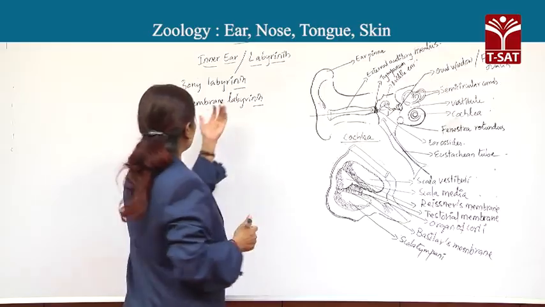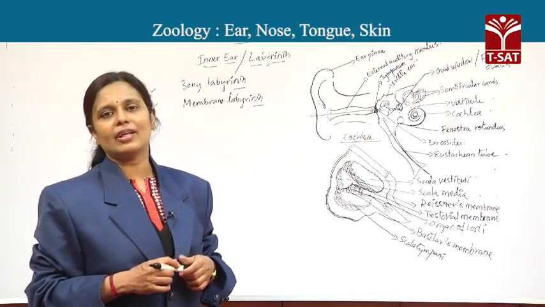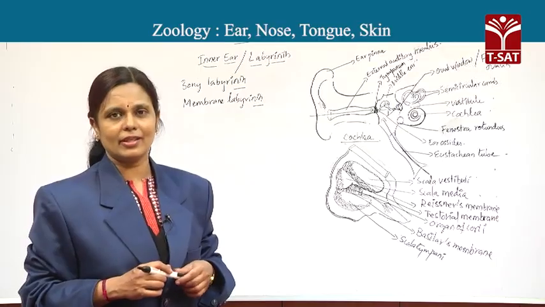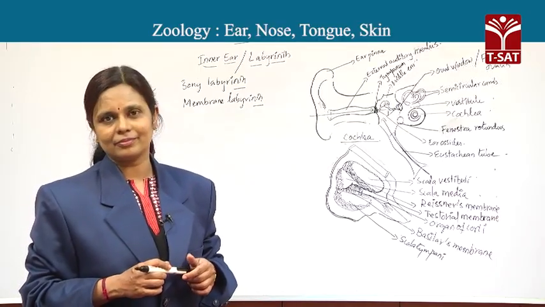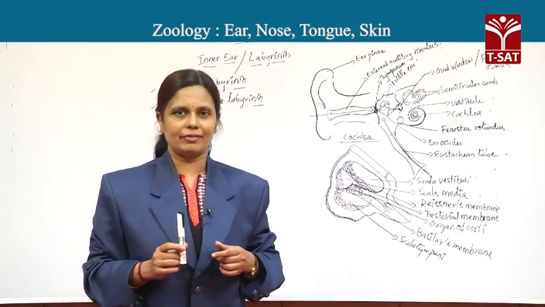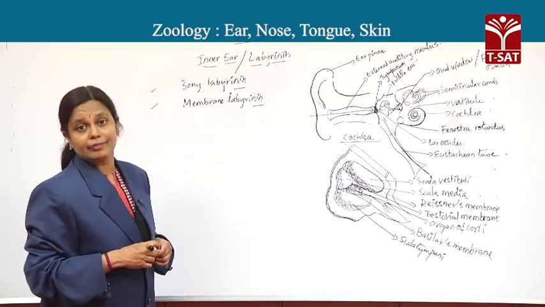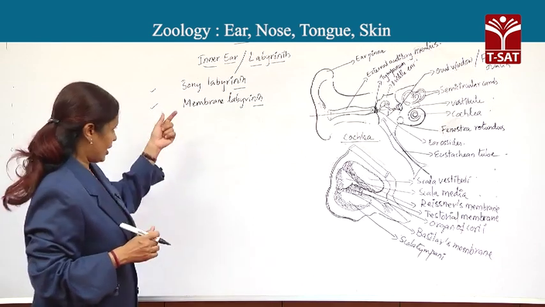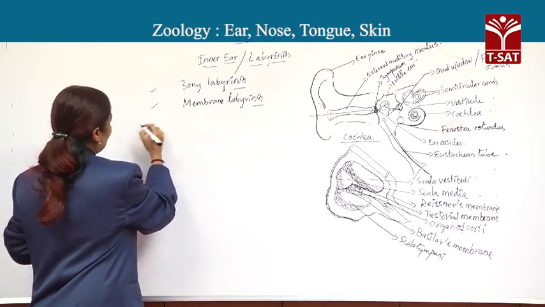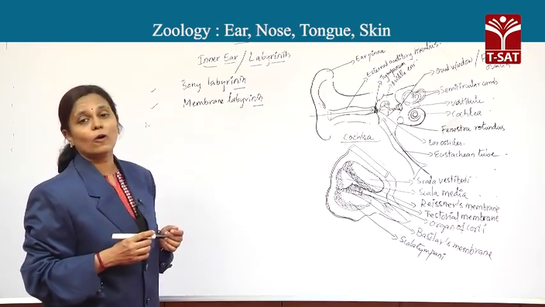Now, the cavities of this labyrinth or inner ear are filled with a colorless fluid. You call it a lymph. It could be either endolymph or perilymph. Now, this inner ear in turn has 3 parts, as we learned the names already. The very first thing we discuss here is about the cochlea.